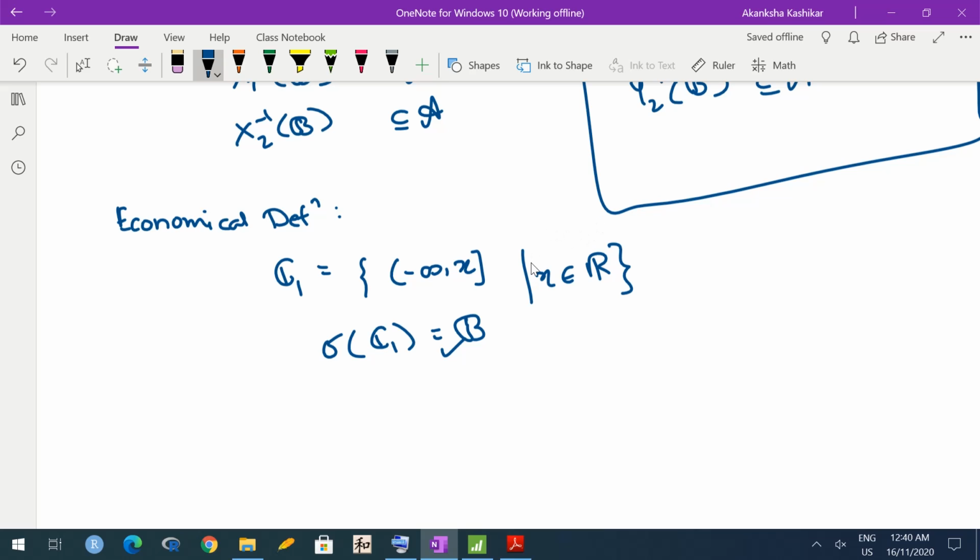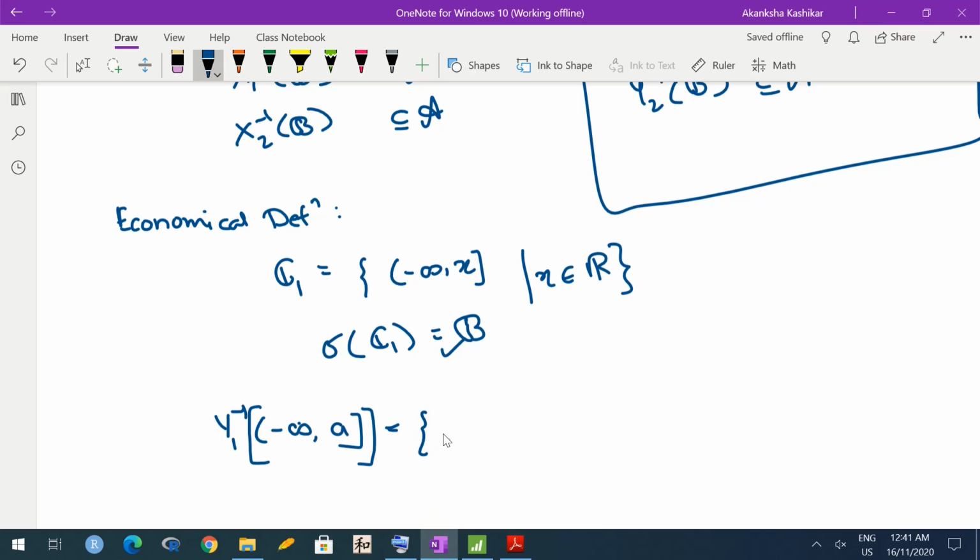Okay, so let us try to prove that. So let me do it for y1. So y1 inverse of, say, minus infinity to a. I am consciously taking a and not x because I don't want you to get confused between x and x1. This x is actually any real number, so I am taking a. So we want to prove that y1 inverse of minus infinity to a is in script A. Okay, so let me write down.